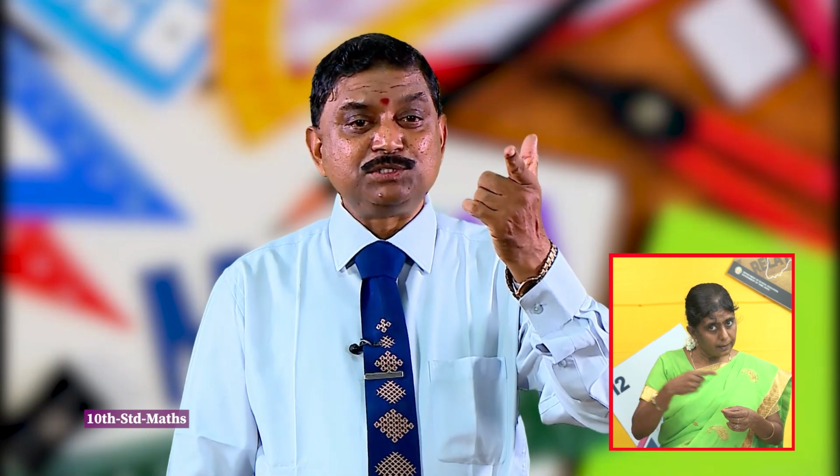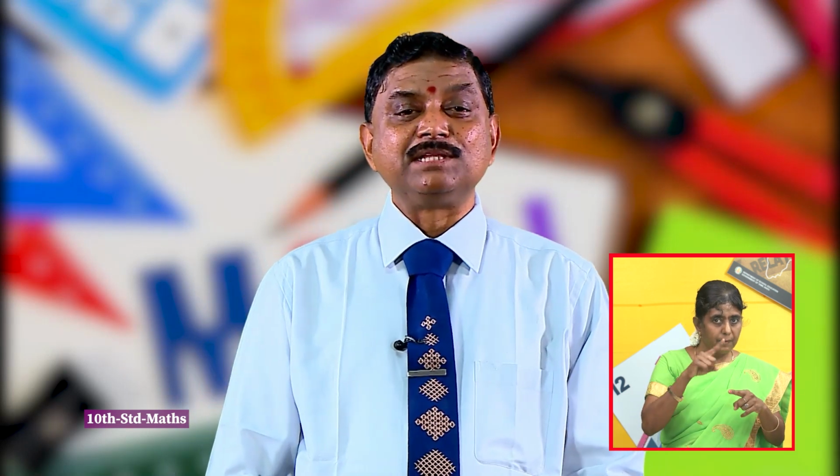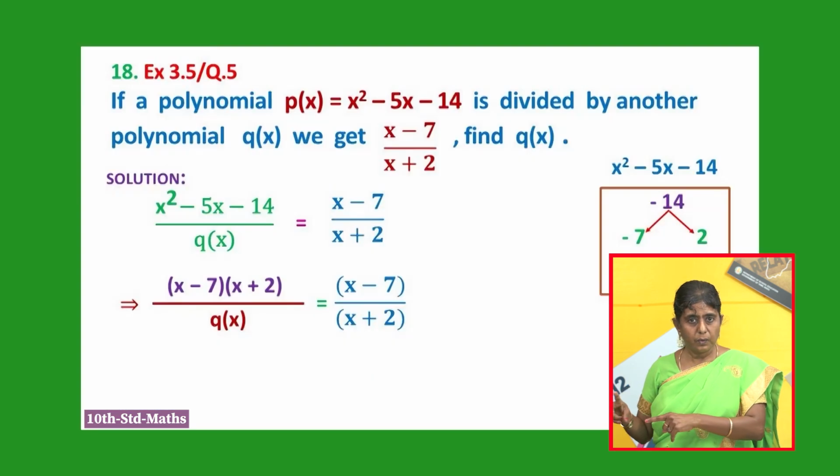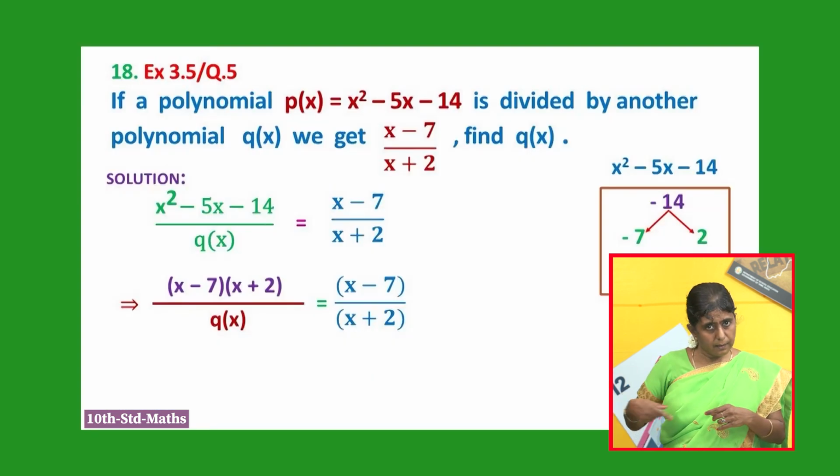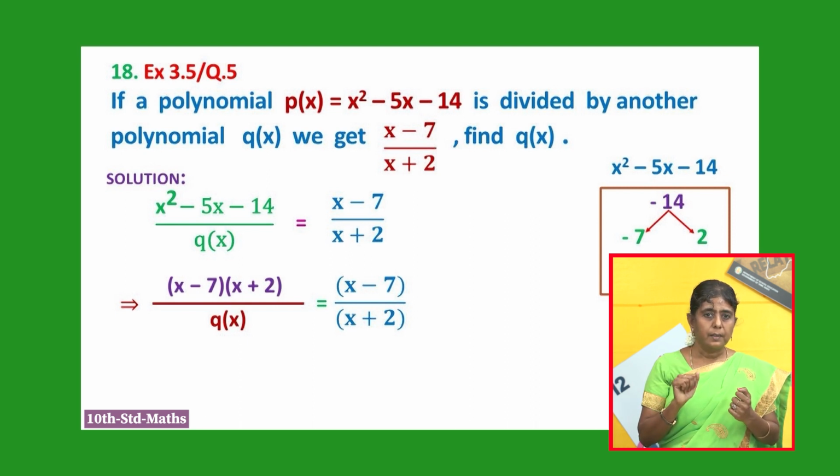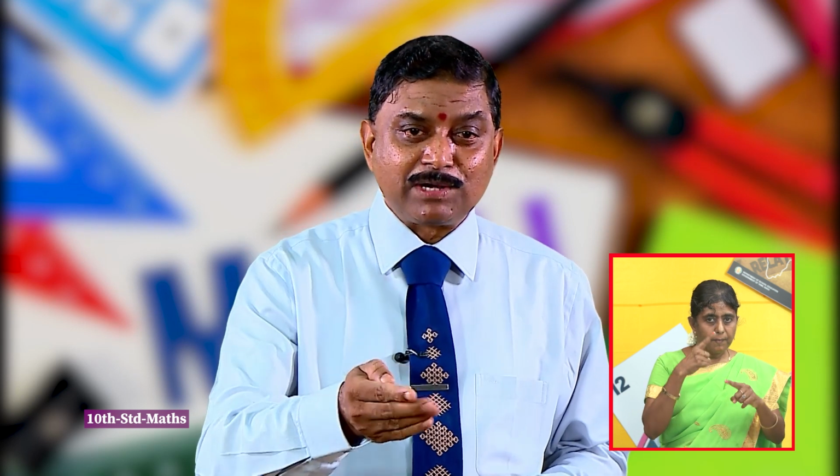Now my question is, is it possible to cancel the x plus 2 you see in the numerator and the other x plus 2 you see in the denominator? Is it possible to cancel? No. Why? Because what's the symbol that you are seeing in the middle? Equal sign. If you see the multiplication symbol only, we may cancel it.